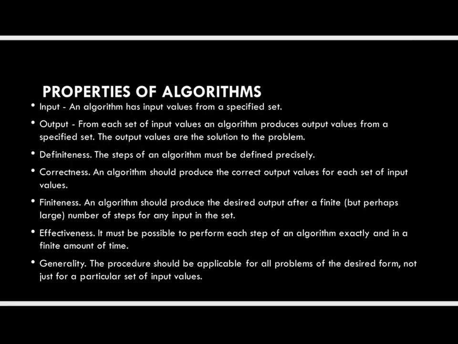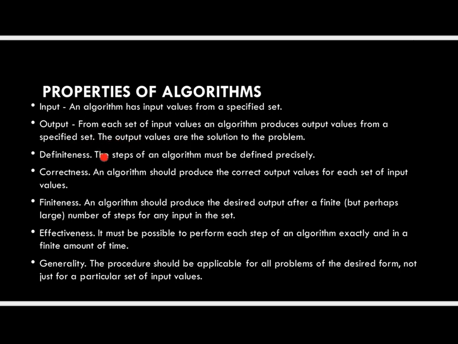Okay, properties of algorithms. What makes an algorithm a good algorithm? Or what makes something just an algorithm? Well, first of all, an algorithm has to have an input, values from a specified set. It needs to have an output. For each set of input values, an algorithm produces an output value from a specified set. The output values are the solution to the problem. Remember, the whole point of an algorithm is to solve a problem, and the outputs should be your solutions.